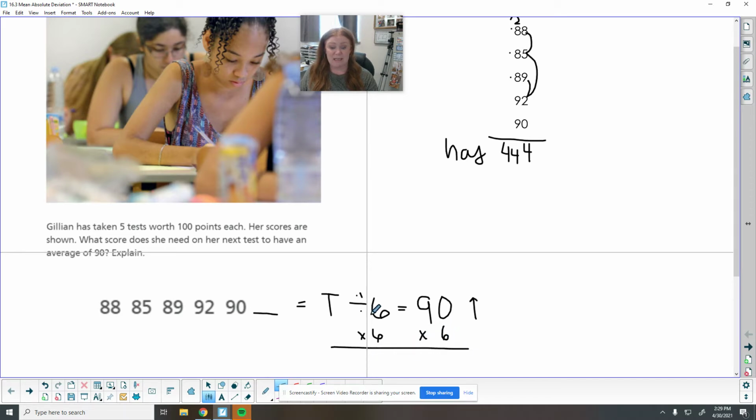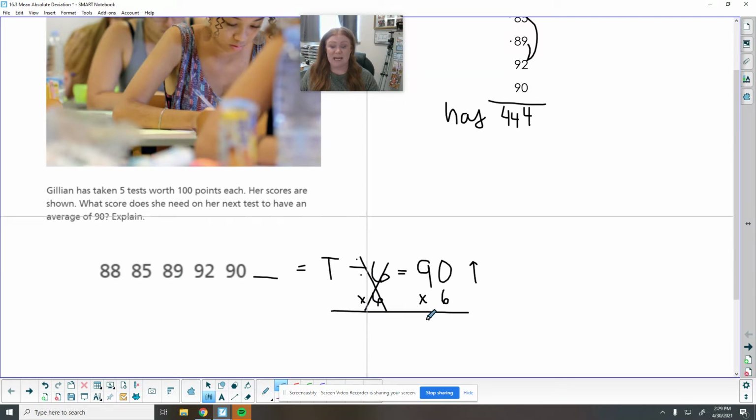So this cancels out. So that's 1. And then 90 times 6 is 540. So she needs a total of 540 points. She has 440 so far, and she gets to take one more test. So we're going to subtract and see how many more points she needs in order to get at least 90. So we're going to borrow here.